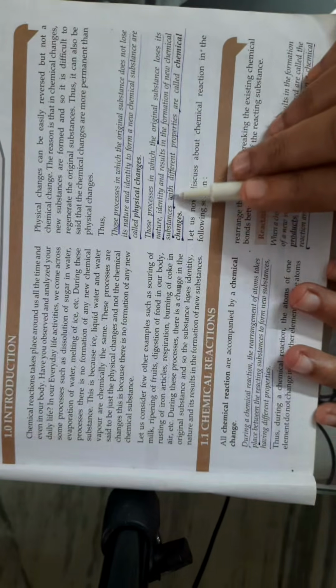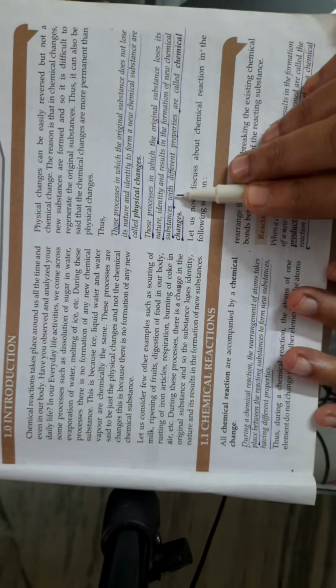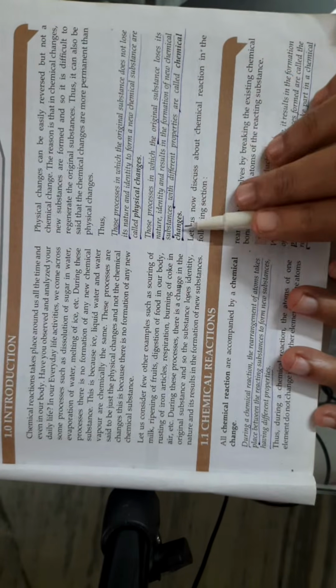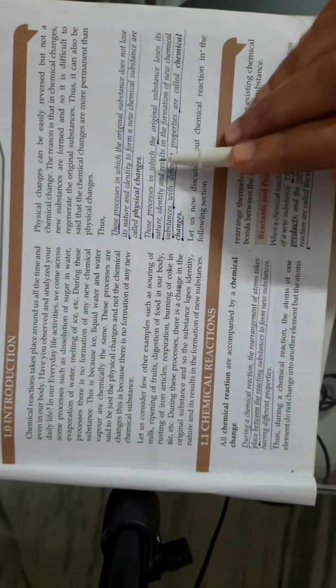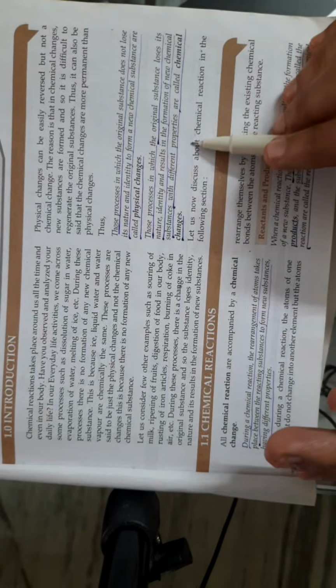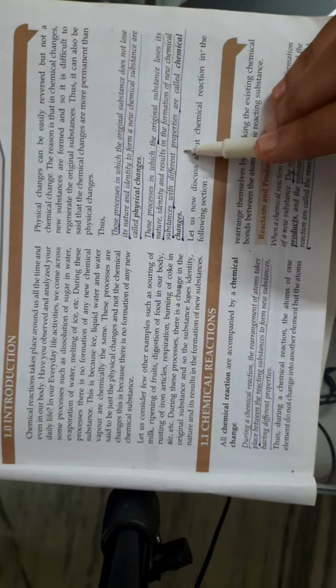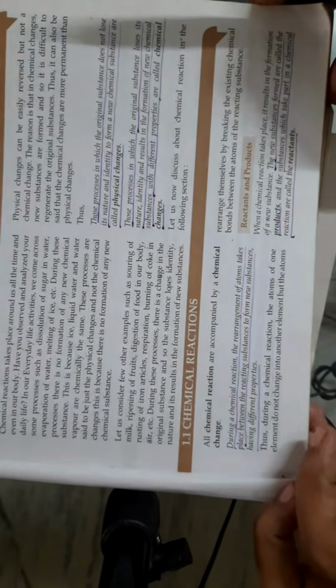And those processes in which the original substance loses its nature and identity and results in the formation of a new chemical substance with different properties are called chemical change. So this is the first definition which you need to remember: what is physical change and what is chemical change? You can differentiate them by giving examples. The first one is the definition and then examples. Now let's discuss chemical reaction in the following section.